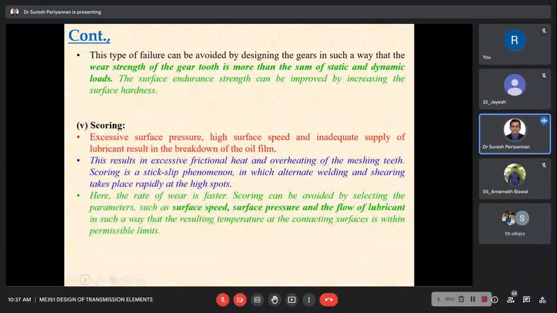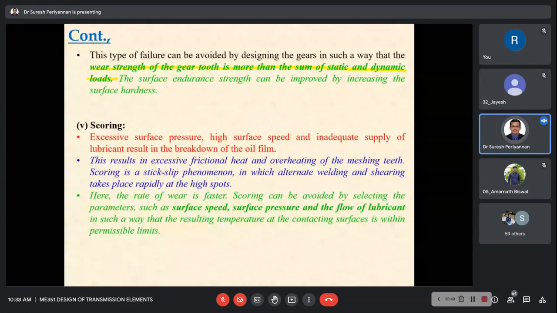This type of destructive pitting failure can be avoided by designing the gears in such a way that the wear strength of the gear tooth is more than the sum of the dynamic and static loads. We already discussed that bending strength must be greater than the summation of the static and dynamic loads. Similarly, our wear strength also must be greater than the sum of static and dynamic load. Then it can be avoided. This is destructive pitting.